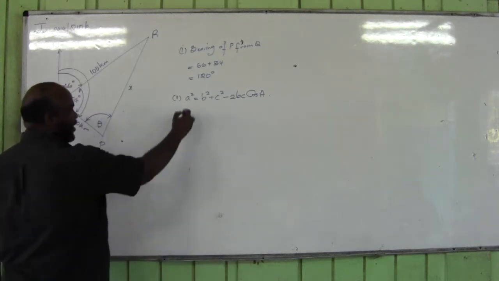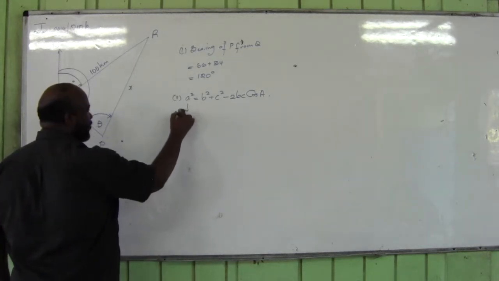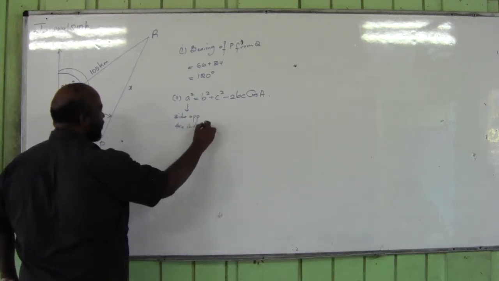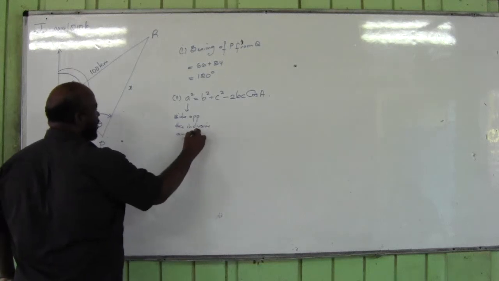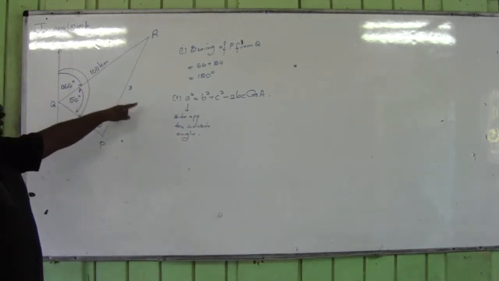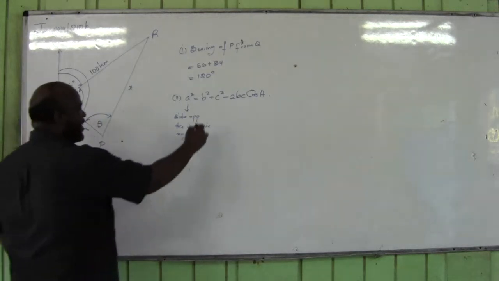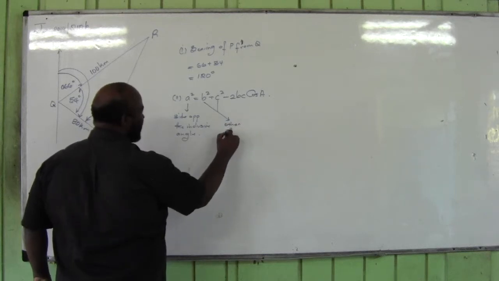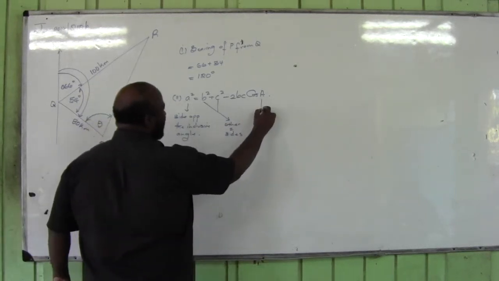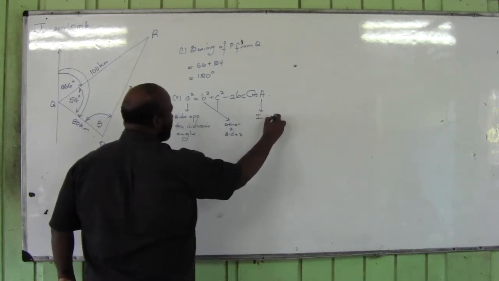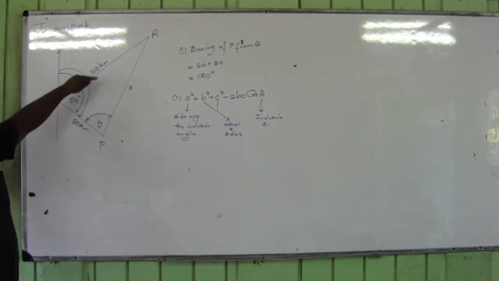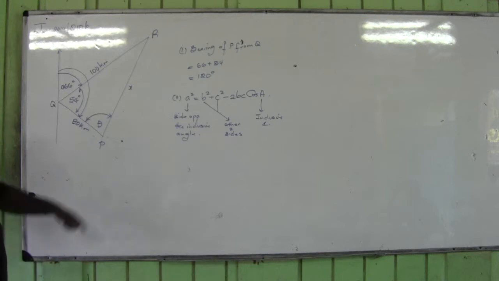In this formula, ladies and gentlemen, a is the side opposite the inclusive angle. Here, the inclusive angle is 54, and the side opposite from it is x. B and C in the formula are the other 2 sides, and A in the formula is the inclusive angle. The inclusive angle is the angle between the 2 sides of known length.